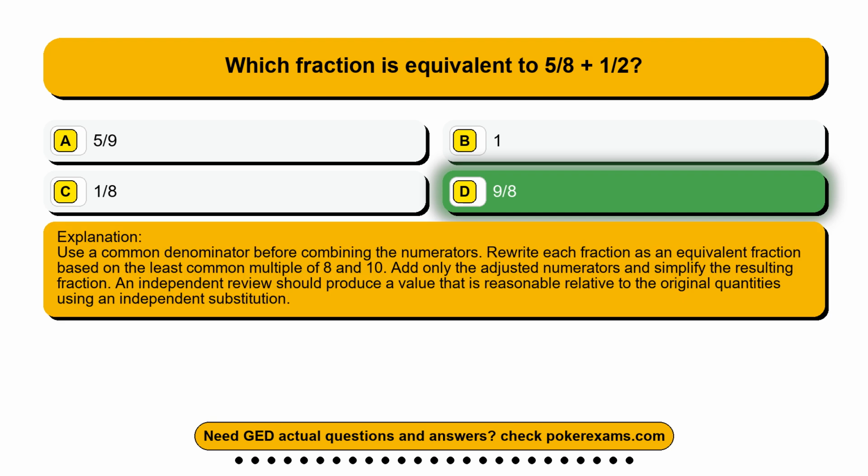Use a common denominator before combining the numerators. Rewrite each fraction as an equivalent fraction based on the least common multiple of 8 and 10. Add only the adjusted numerators and simplify the resulting fraction. An independent review should produce a value that is reasonable relative to the original quantities using an independent substitution.